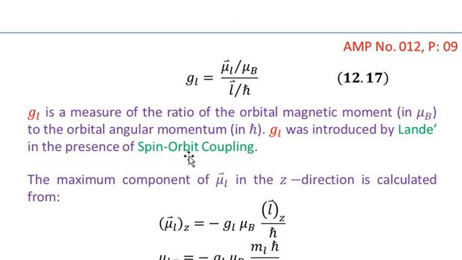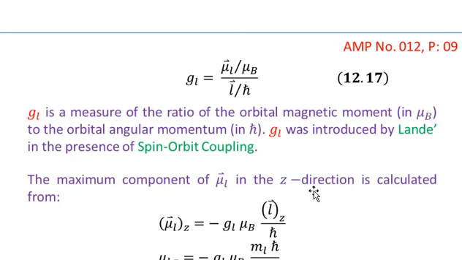But here I am concentrating only on the orbital angular momentum and on the orbital magnetic moment of the atom or the electron. So I shall be talking about the spin angular momentum, the spin magnetic moment and the spin quantum number in the next lecture. So the maximum component of mu L in the z direction is calculated as follows.